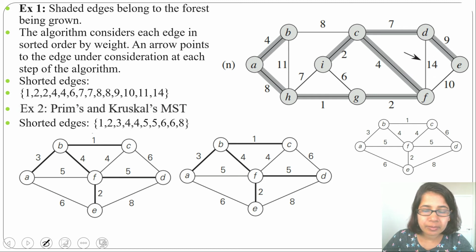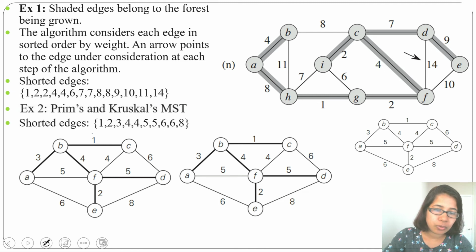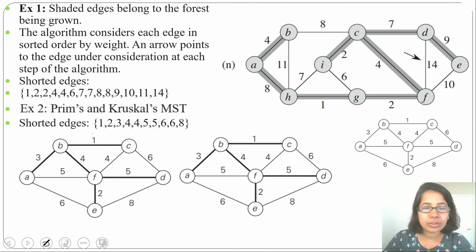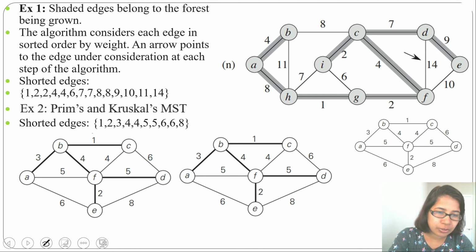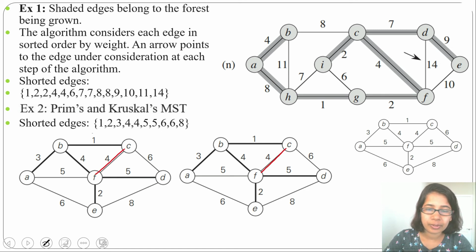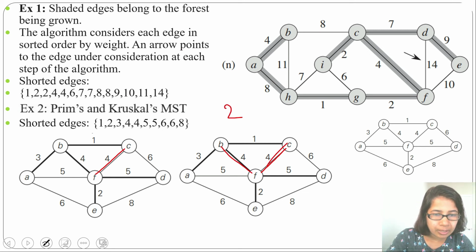We got our minimum spanning tree by using both Prim's and Kruskal's algorithm. Here both structures are the same, but the structures may be different. We chose BF, but we may choose CF instead. So either we can choose BF or CF. Two possibilities.